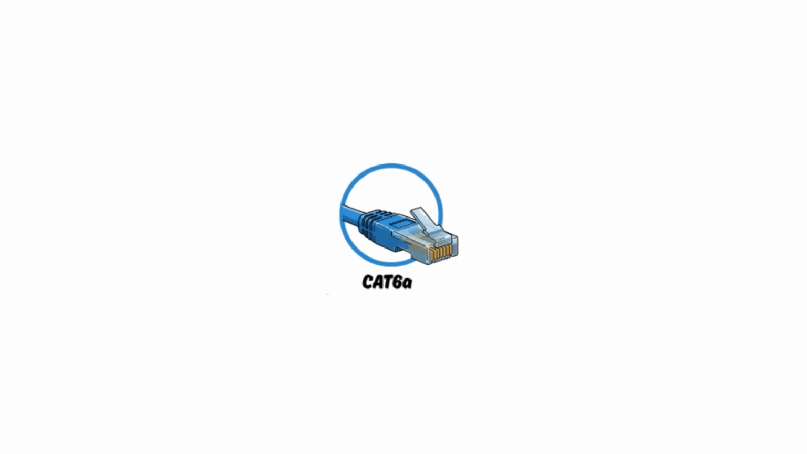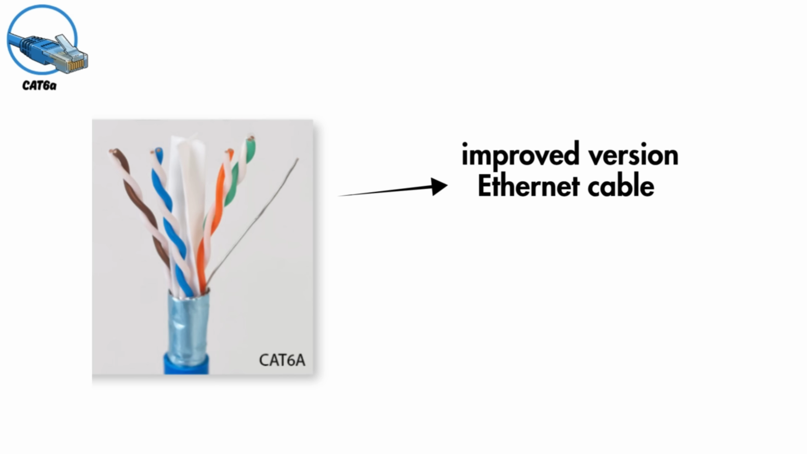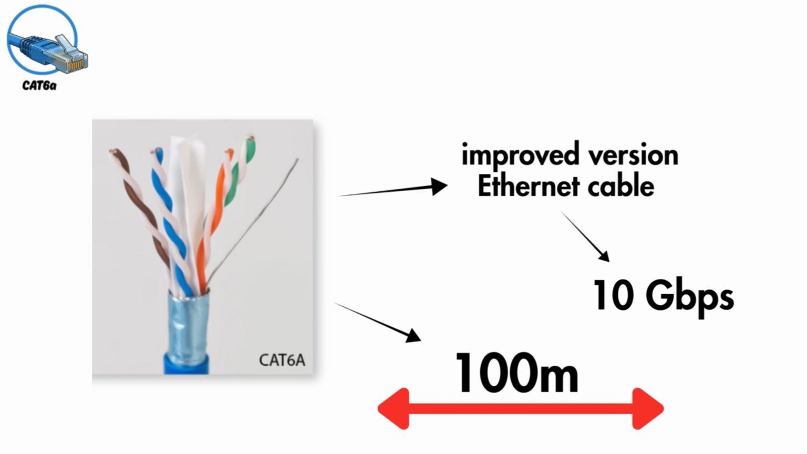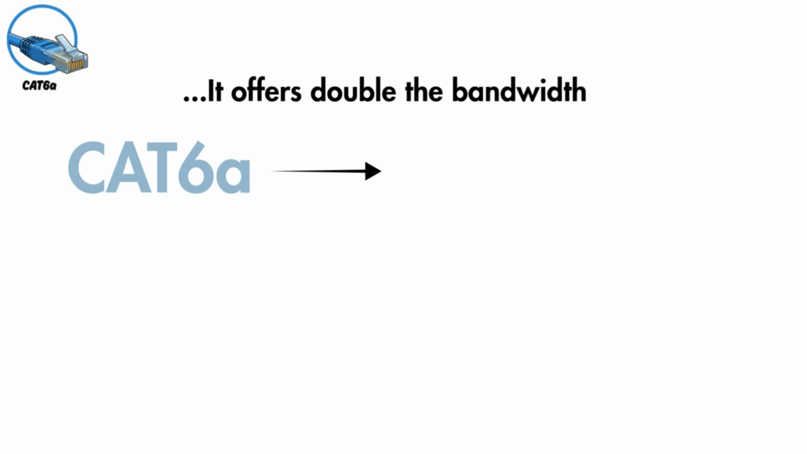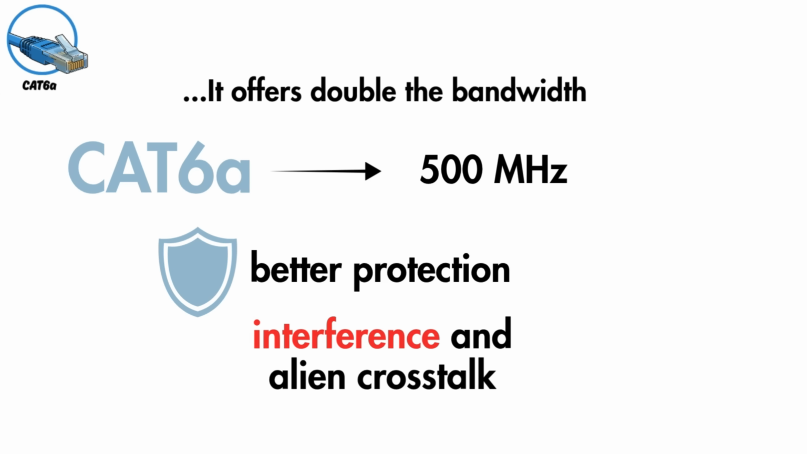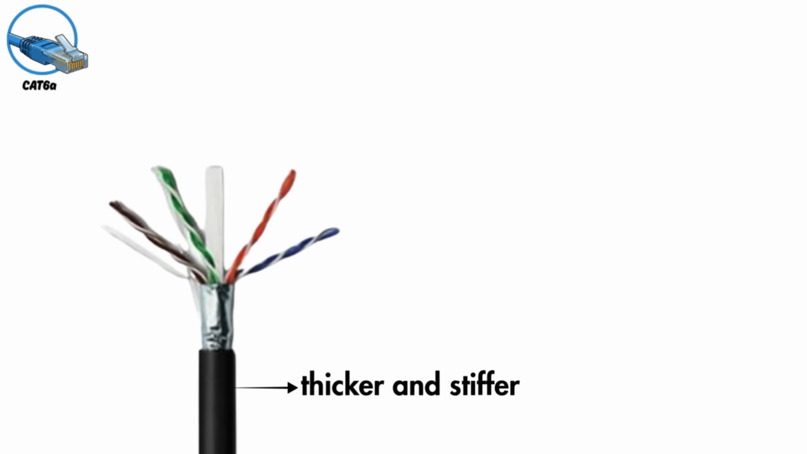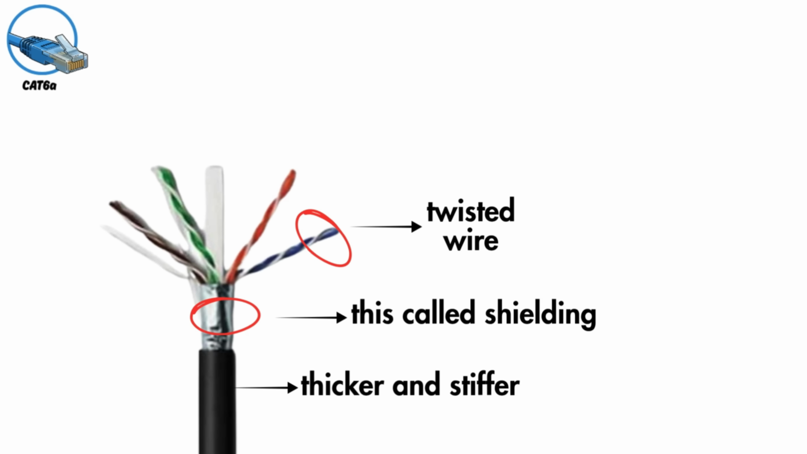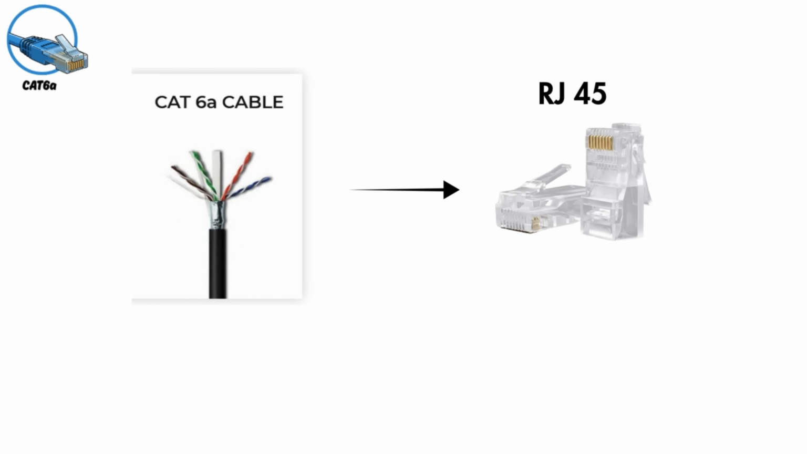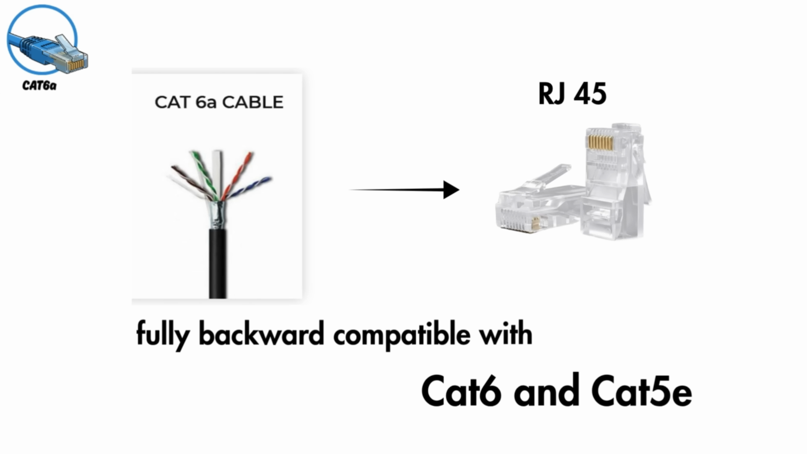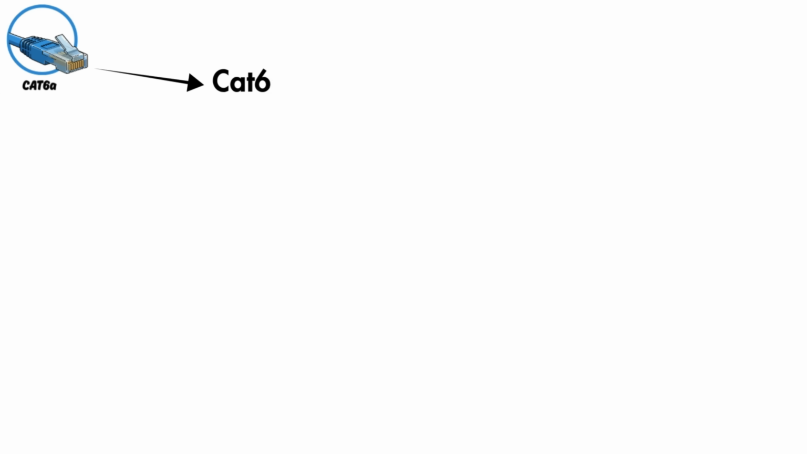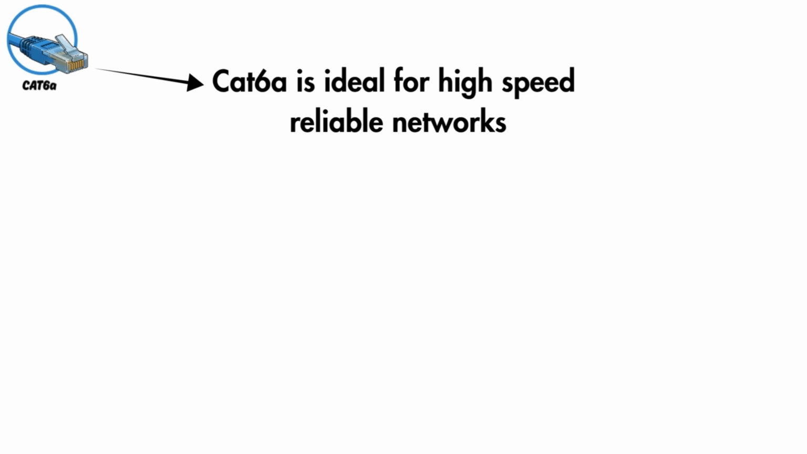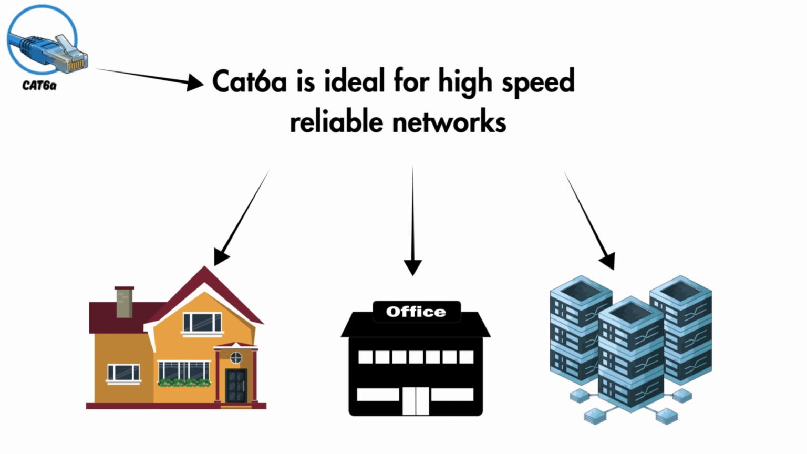Cat 6A, or Cat 6 Augmented, is an improved Ethernet cable standard that supports 10 gigabit speeds over the full 100 meter distance. It offers double the bandwidth of Cat 6 at 500 megahertz and provides much better protection against interference and alien crosstalk. Cat 6A cables are thicker and stiffer due to tighter twists and optional shielding, which makes them harder to install in tight spaces. They use the same RJ45 connectors and are fully backward compatible with Cat 6 and Cat 5e systems. Cat 6A is ideal for high-speed, reliable networks in homes, offices, and data-heavy environments.